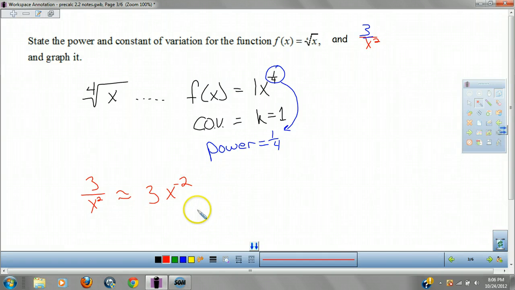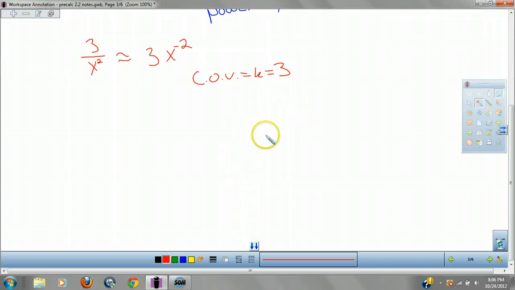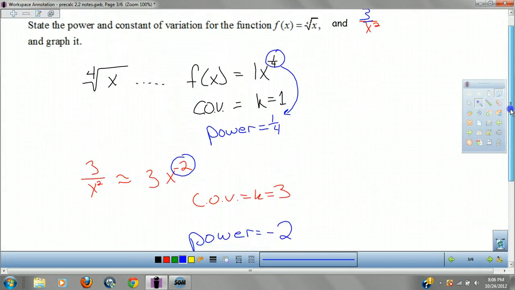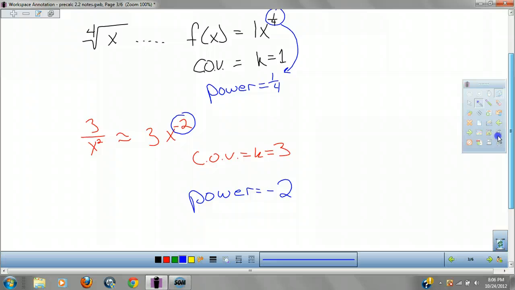So first off, what's my COV? My k is 3, right? What's my power? Well, my power is equal to negative 2. There you go, guys. That's all there is to it. Nothing too scary, nothing too scary.